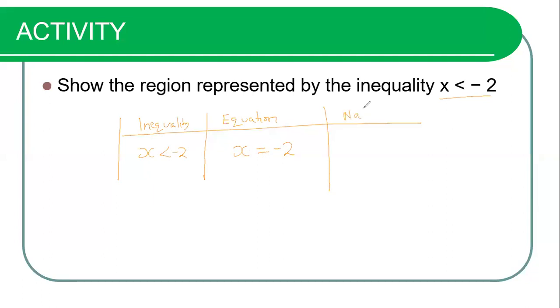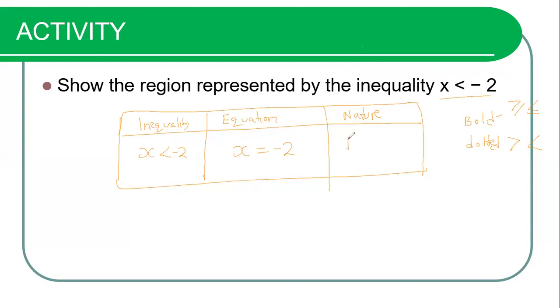Then the third thing is for you to know the nature of the line you are going to draw. By nature, we are looking at whether it is a bold line or a dotted line. A bold line is for inequalities that have greater than or equal or less than or equal. A dotted line is for greater than or less than. Members, looking at this inequality, what is going to be the nature? Dotted, bold?